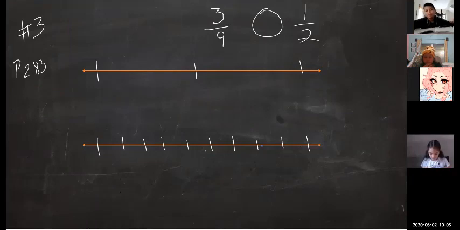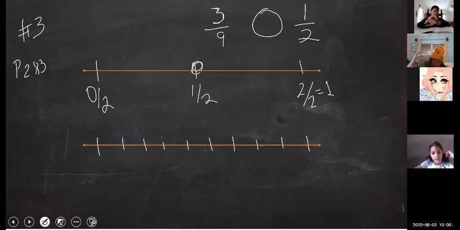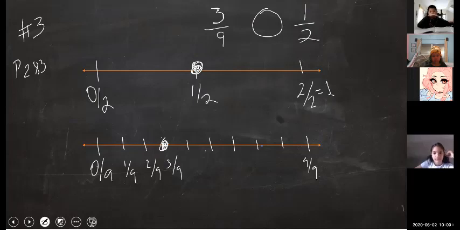Okay? Now we need to compare 1/2. Remember, 1/2 is exactly in the middle. That's 1/2. This is 0/2. And here's 2/2, that's equal to the unit. Okay, now we need to put 3/9. This is 0/9, 1/9, 2/9, 3/9. It's here, 3/9. And here is going to be 9/9. 9/9 is the same as the unit. Now, what fraction is the greatest one?